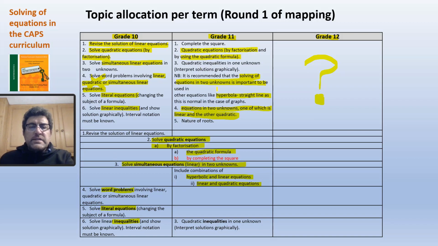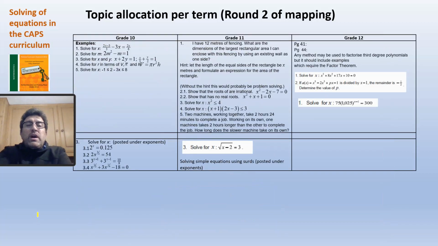Nothing is mentioned here about quadratic inequalities in one unknown and interpret. No quadratics in grade 10. So we only include that under grade 11. Okay, so that concludes round 1. Now we go to round 2, folks.